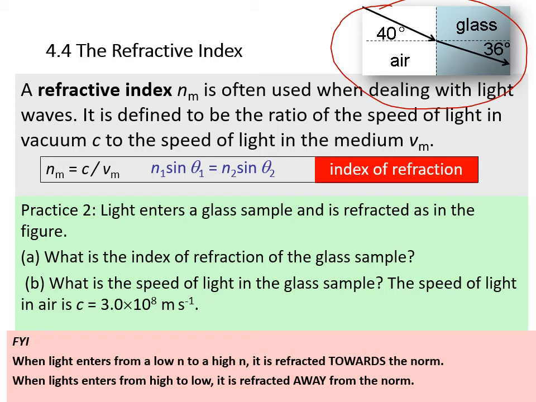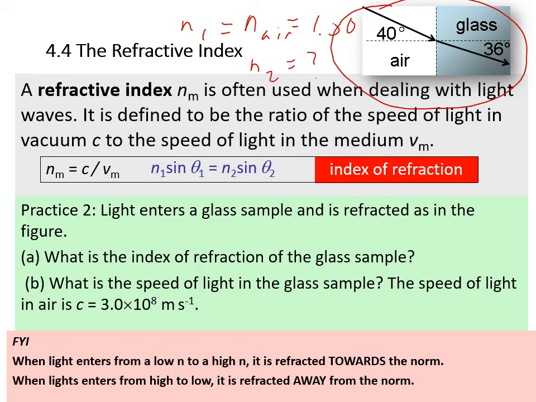So to do this, we are going to use this equation: N1 sine theta 1 equals N2 sine theta 2. Are these angles as provided measured correctly? And yes, they are. 40 degrees is theta sub 1, 36 degrees is theta sub 2. Air has an index of refraction, N sub air, which happens to be N sub 1, equal to 1.00. It's about 1. It's almost the same as in a vacuum. We are looking for the index of refraction in glass, N sub 2, unknown.